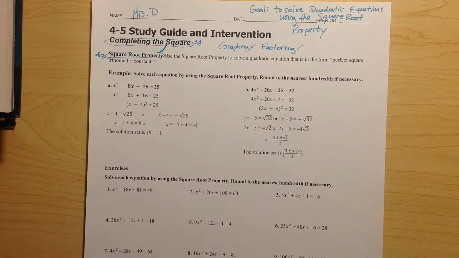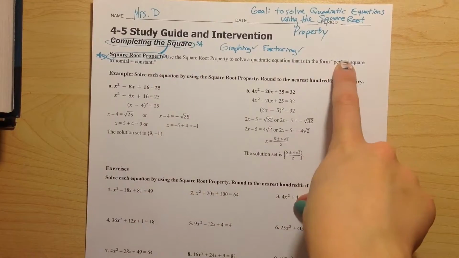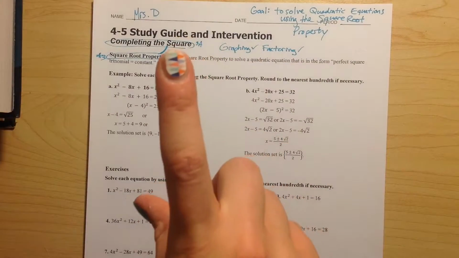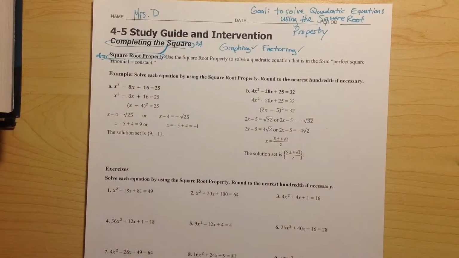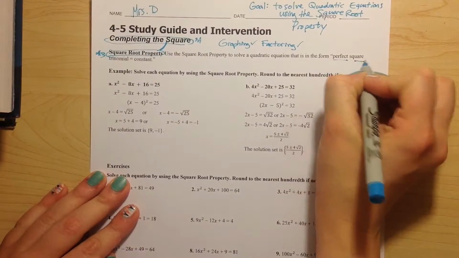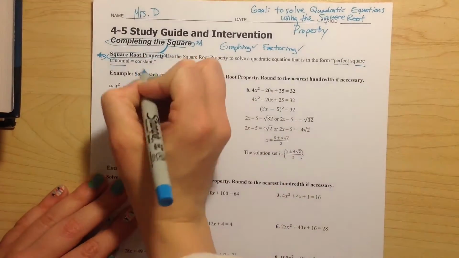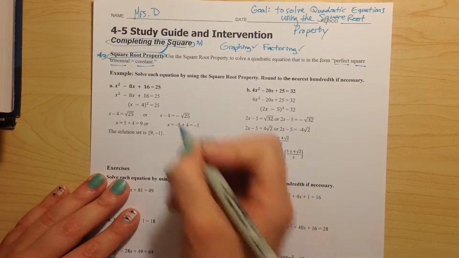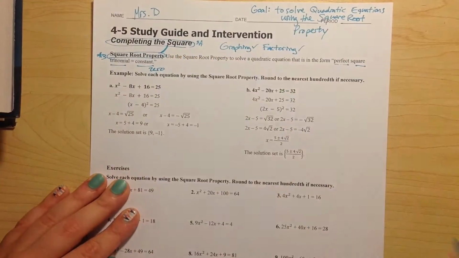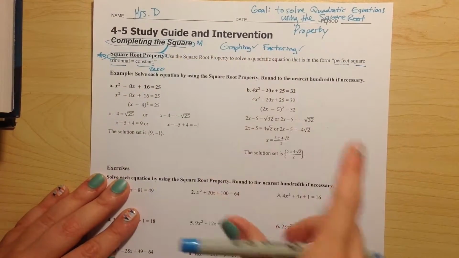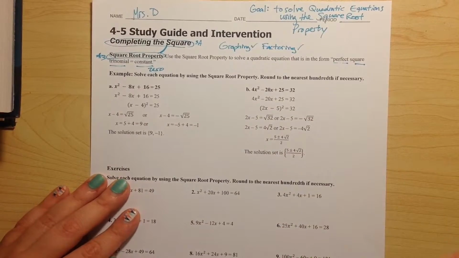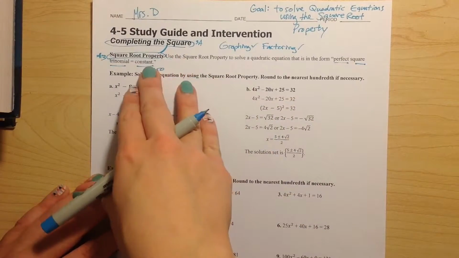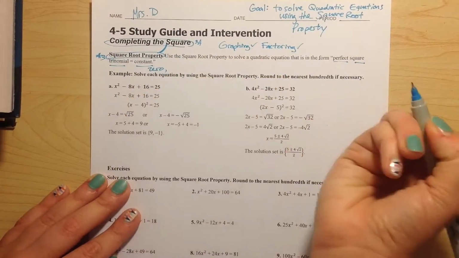The square root property works if we have, and it says this note right here on this page, you can copy that down, a perfect square trinomial equaling a constant. Now that constant can be 0. So far with graphing and factoring, it had to equal 0. But now with the square root property, it doesn't have to be 0.